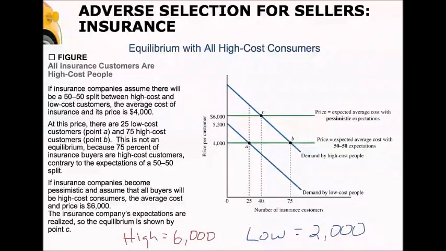But what we see is the demand from high cost people drives out low cost people. So we see low cost insurance consumers don't consume any insurance, and we only have high cost individuals getting insurance. That's the adverse selection problem for sellers, and we see that often in insurance markets.